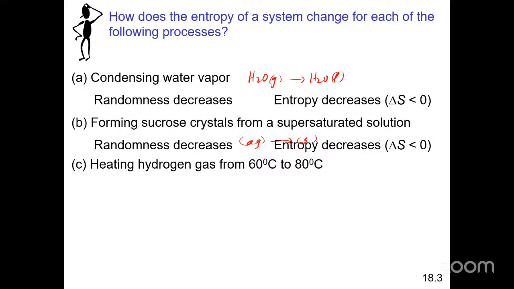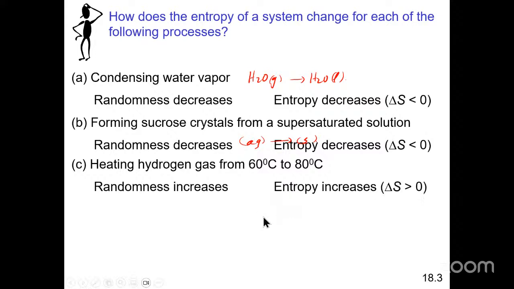C, heating hydrogen gas from 60 to 80 degrees Celsius. Would that be an increase or a decrease in entropy? Increase, because of what I said earlier. Remember I said that increasing the temperature of anything results in an increase in disorder. So therefore delta S will be positive.